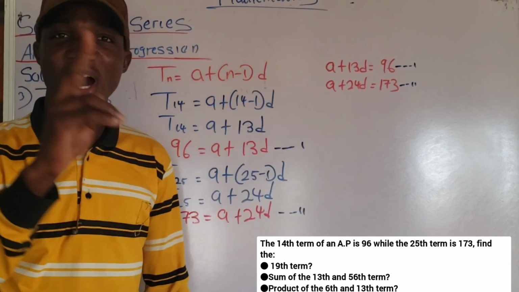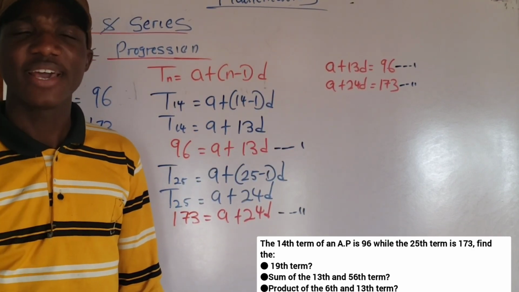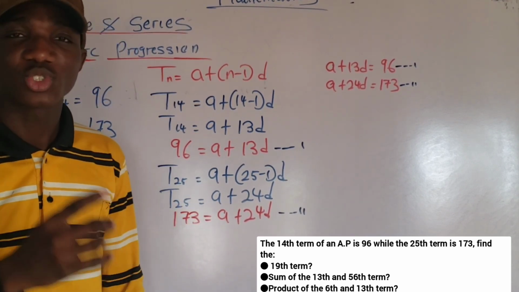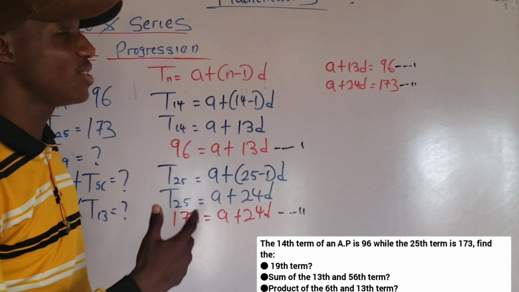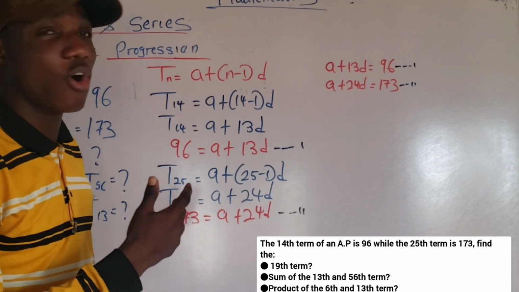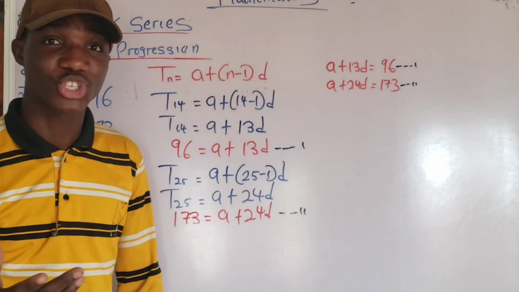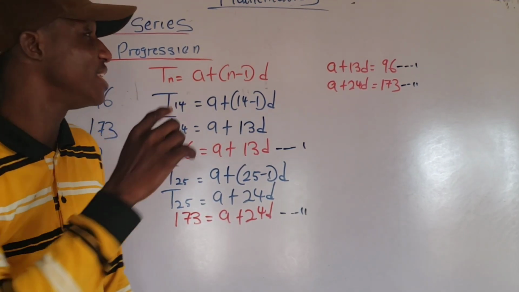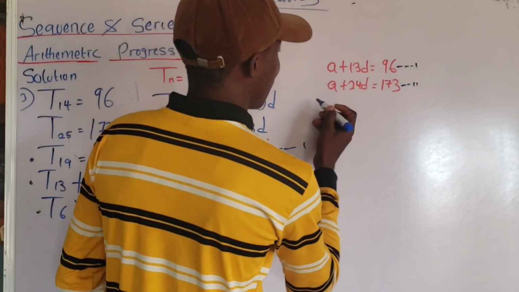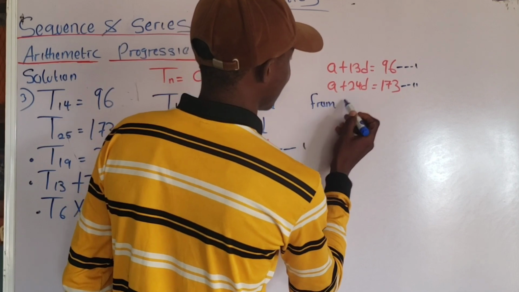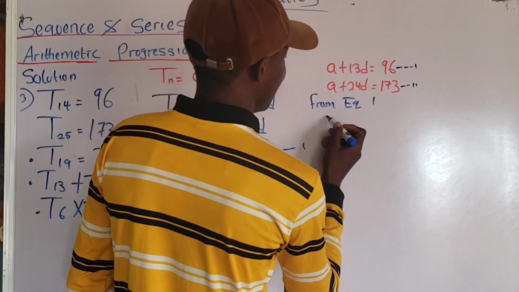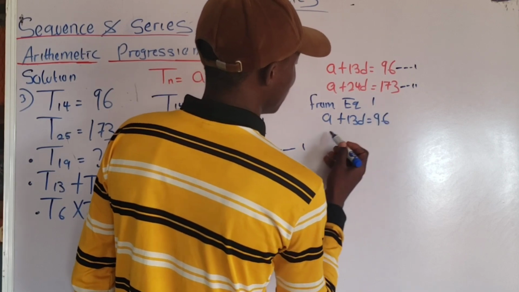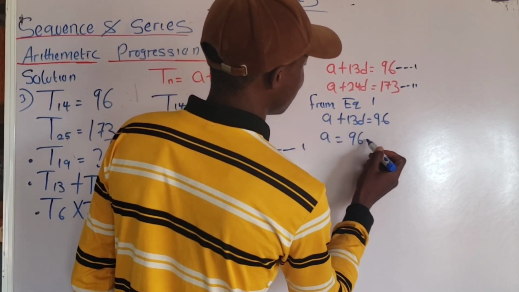In both equations, we are having two unknowns. The first unknown is a and the second is d. You can choose any of the unknowns, but for the simplicity of the solution, I'm going to choose a. I'm going to make a the subject of the relation in equation 1. So from equation 1, a plus 13d equals 96, so a equals 96 minus 13d.